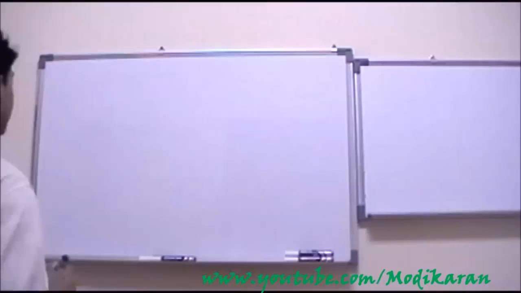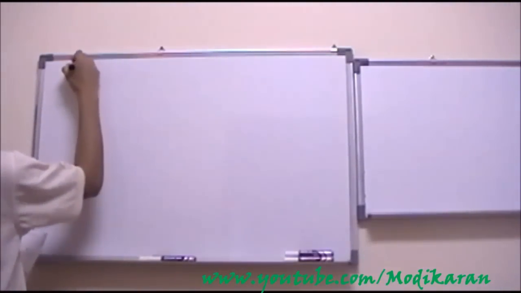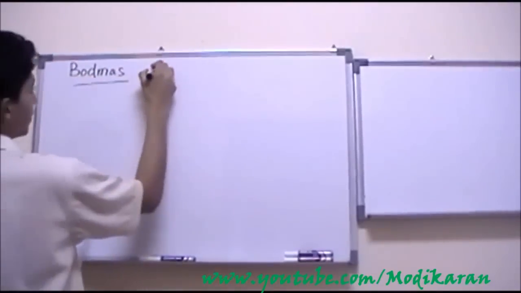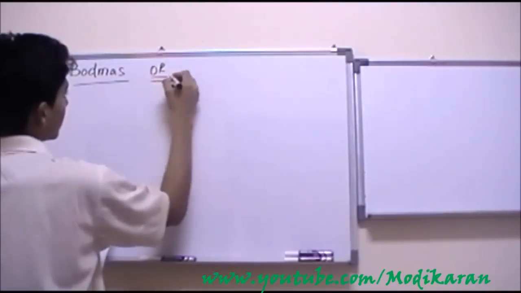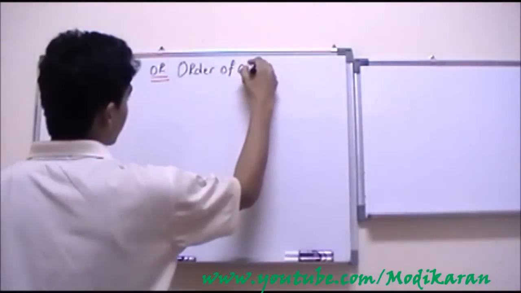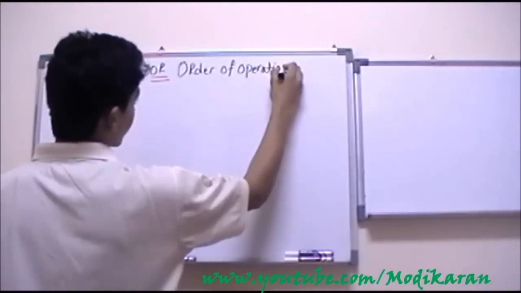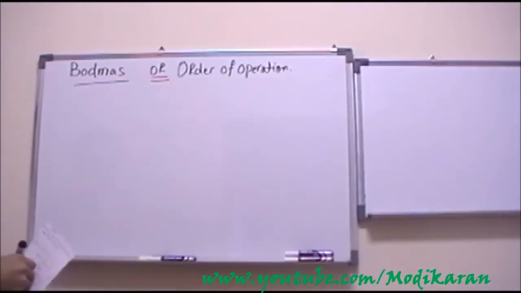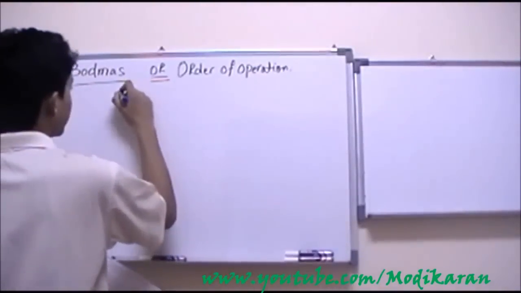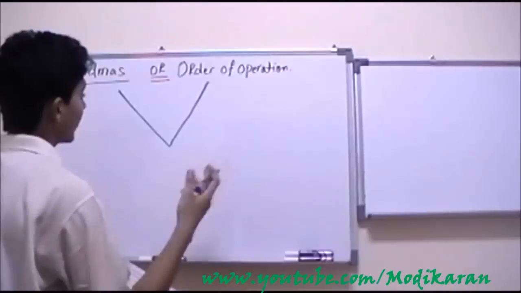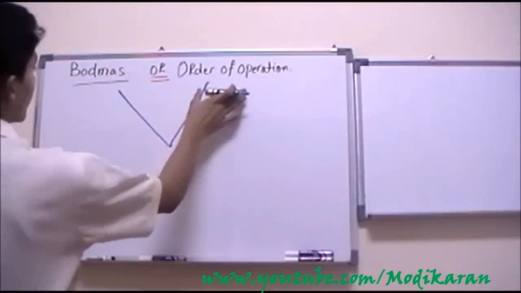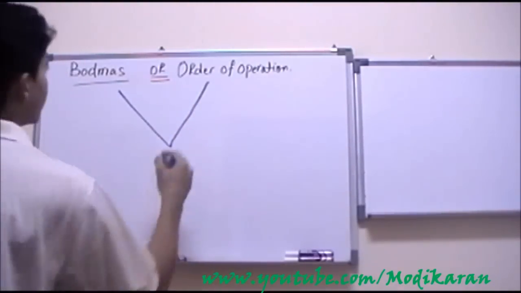There are two basic things that some people call BODMAS, and some people call order of operations. Both are basically the same. This and this are basically equal, as you can see, but both have some properties in it. Now, what's so special about order of operations that we need to learn?